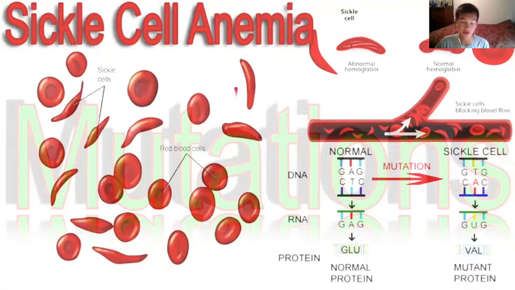This is very dangerous because if you have both of the alleles for this, which will be a future seminar that will be covered, it can actually block your blood flow here, and it's called sickle cell anemia.